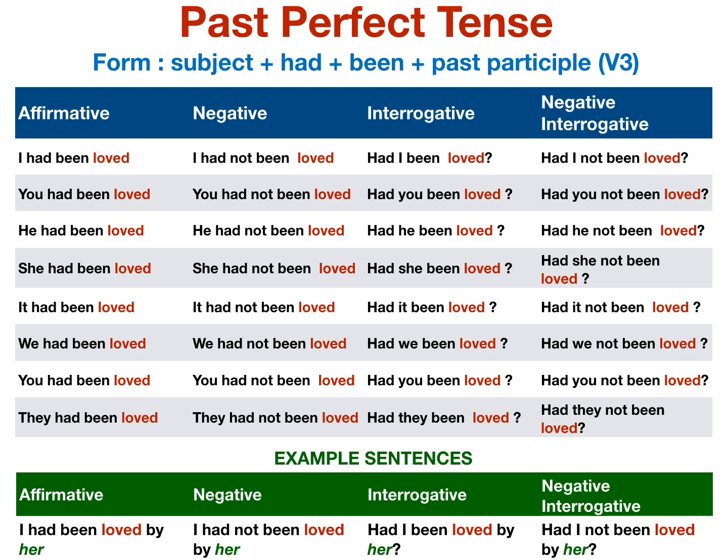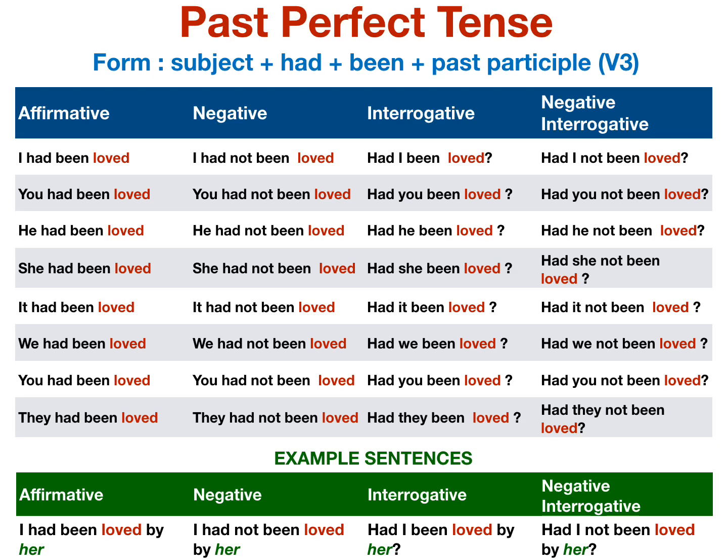He had been loved. He had not been loved. Had he been loved? Had he not been loved? She had been loved. She had not been loved. Had she been loved? Had she not been loved? It had been loved. It had not been loved. Had it been loved? Had it not been loved?